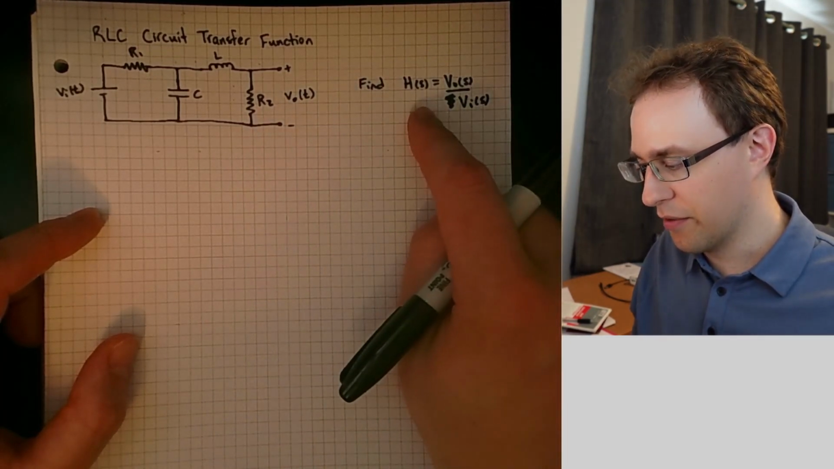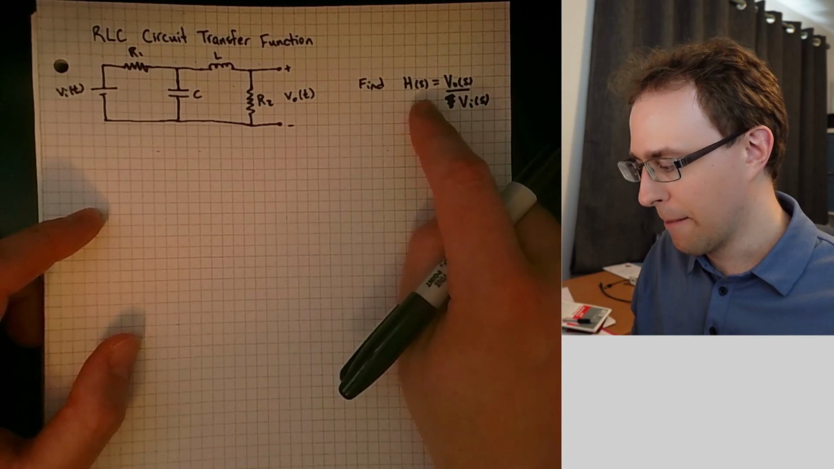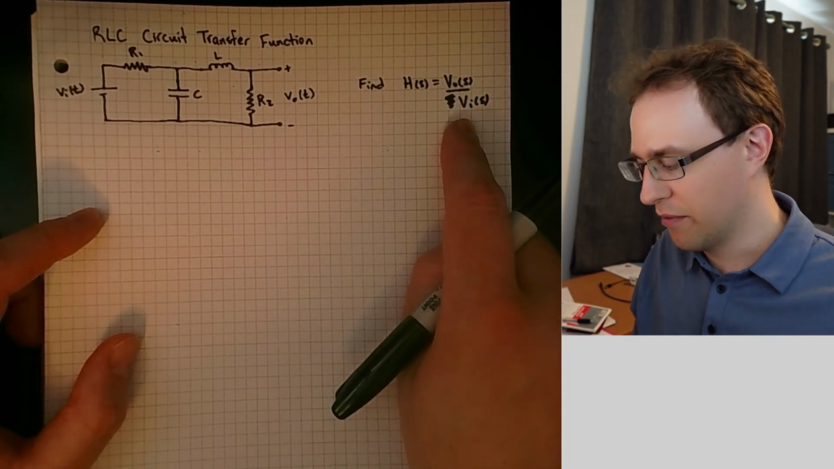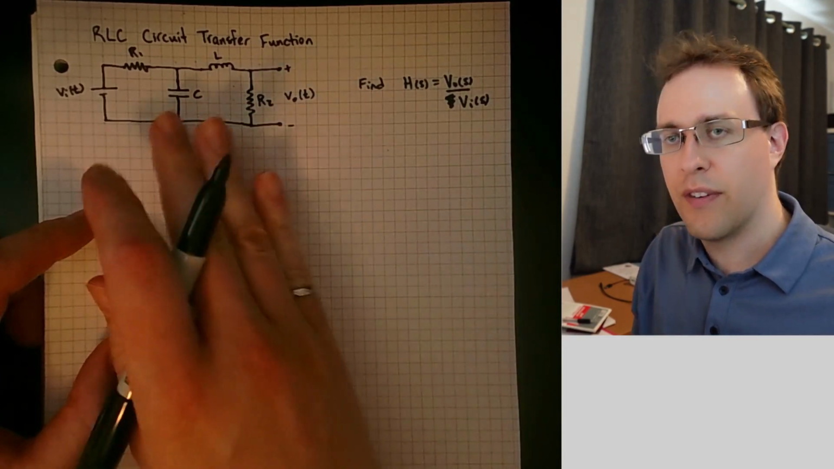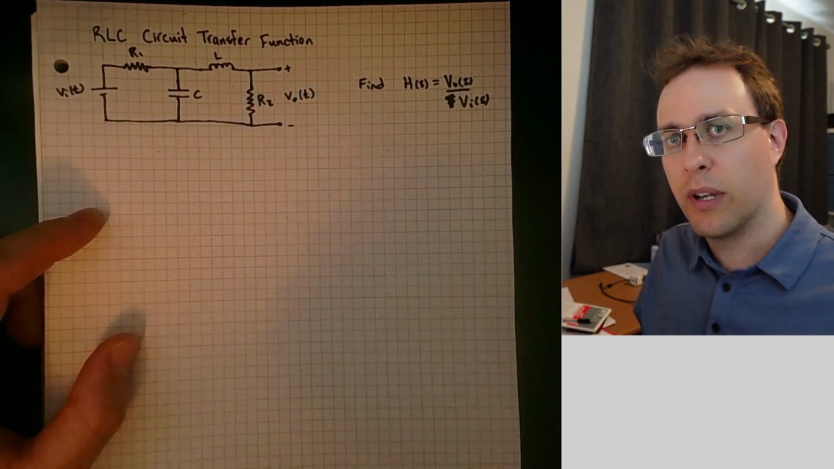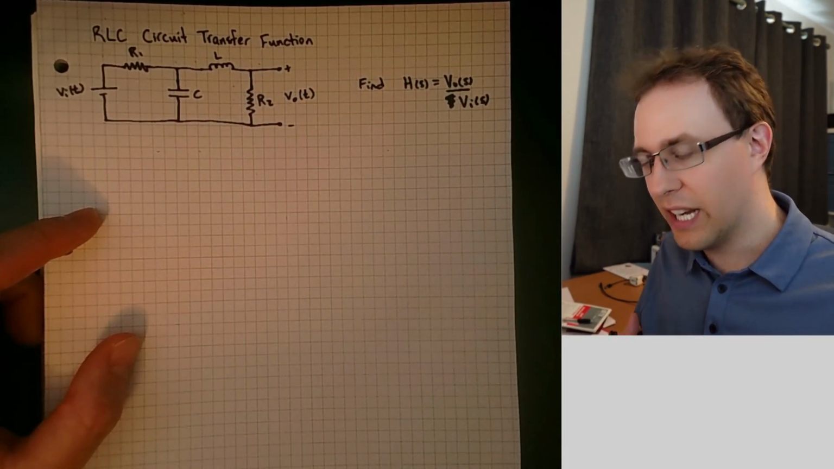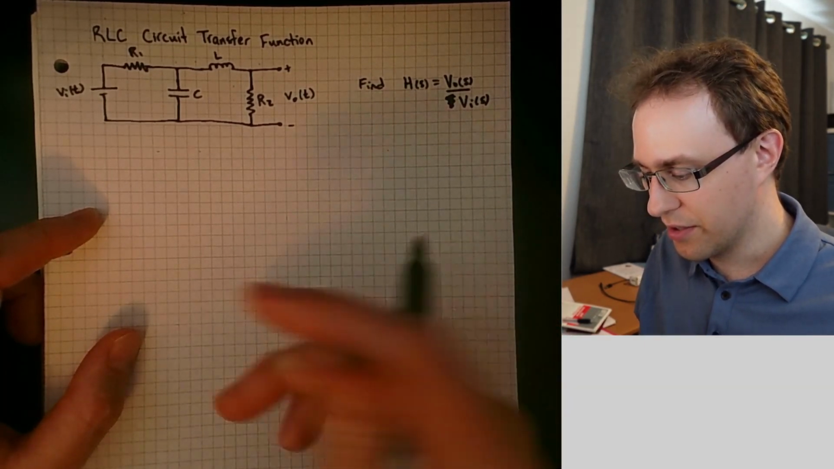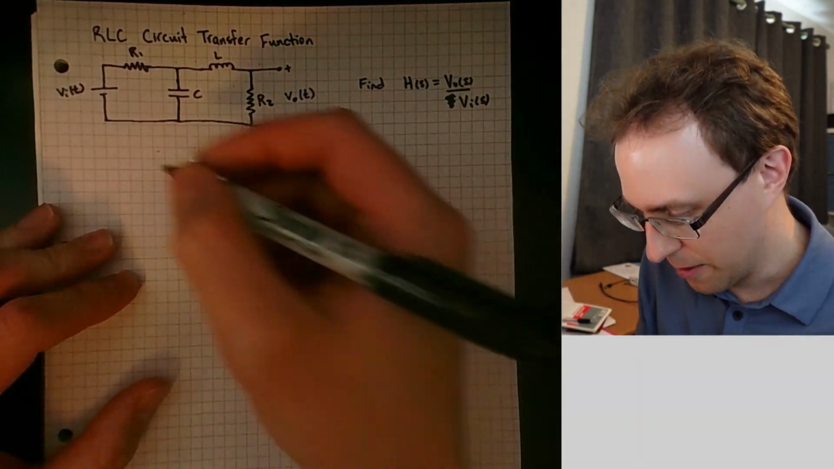So for this video, we're going to find the transfer function H of s. And that's going to be the ratio of the output voltage to the input voltage. If we find the H of s for this given circuit, then we can find the output for any given input. So that is very useful in circuit analysis. We'll start with a time domain representation.